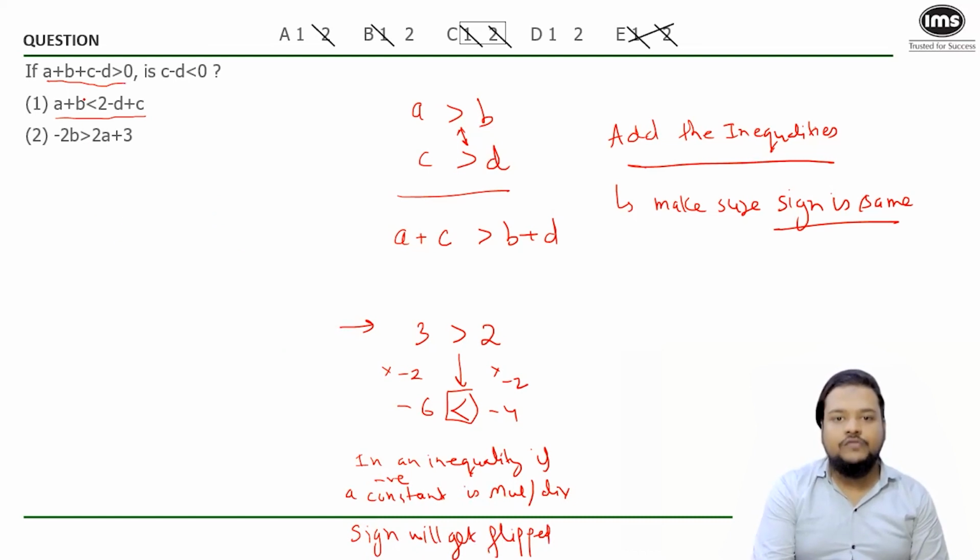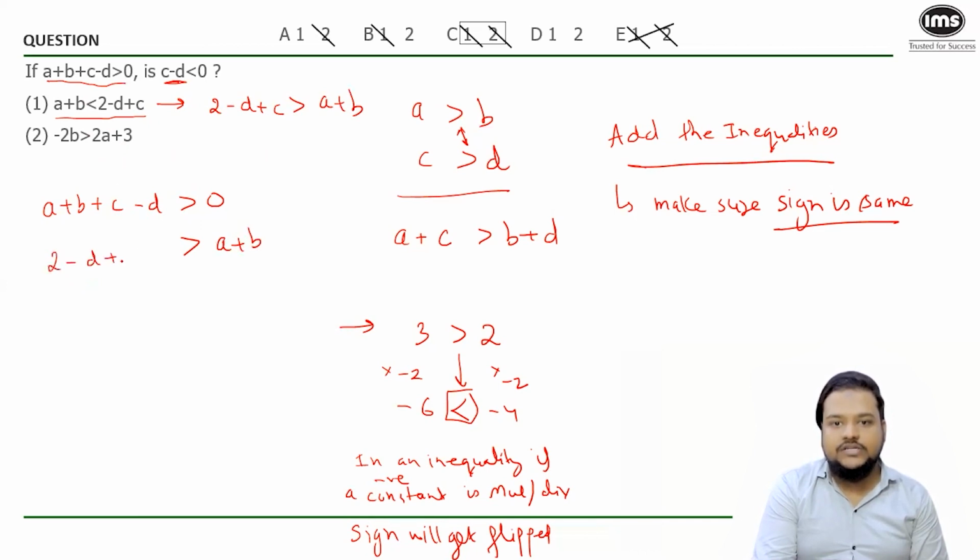Let's see what we will get when we add them. Keep in your mind C minus D. So A plus B plus C minus D greater than 0. I'm trying to keep the sign same here, so I will write this inequality like this. I will write the right hand side first and then the left hand side. We are not changing any inequality, we are just rewriting it. So A plus B here and 2 minus D plus C here.